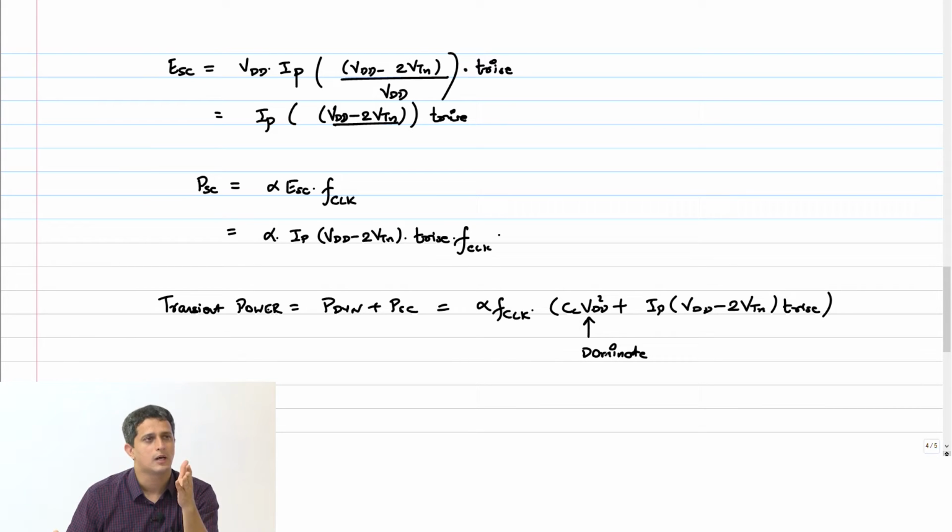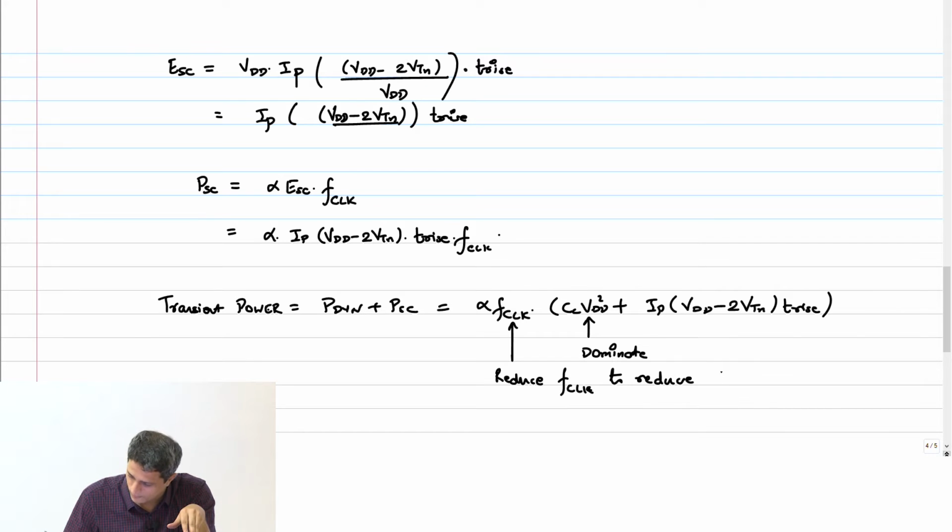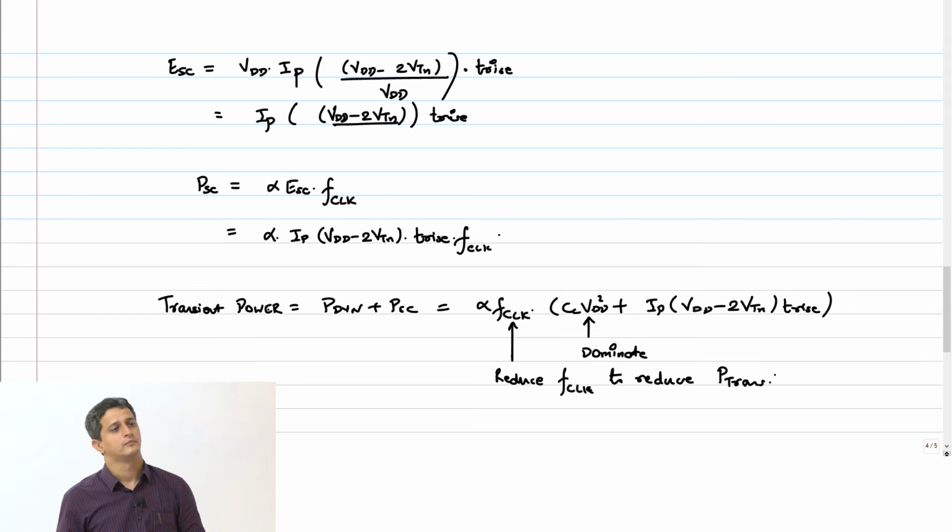But beyond a point, I cannot keep reducing my supply voltage. There are certain limitations in scaling the supply voltage also. So therefore, the best way is to actually reduce your frequency of operation also if you want to make the power lesser, right? You can reduce F clock to reduce P transient. This is a very effective way, right?